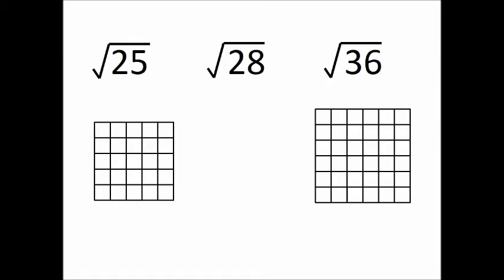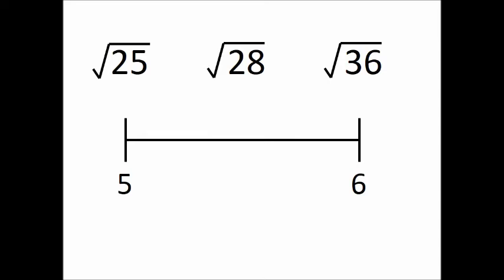So how do we make this work? Well, the perfect square below is 25, which is 5 times 5, and the perfect square above would be 36, which is 6 times 6. So let's throw these on a number line. So we have 5 being the low end because we know it's between 25 and 36, and 6 being the high end.